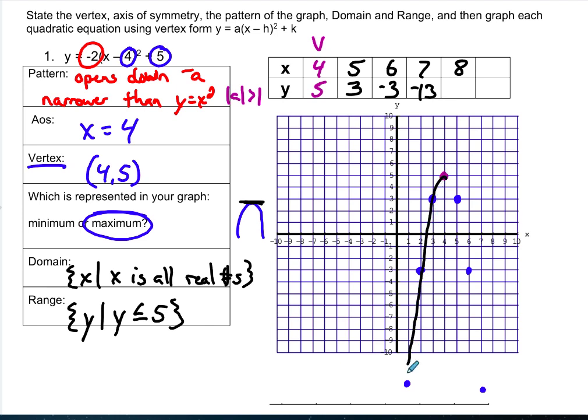So then I just connect my points to draw my graph. And then I always like to draw in my axis of symmetry. So this was my x is equal to 4. But that's all we want to do for each one of these is identify the key characteristics. What's it going to look like? What points is it going to start at? What's its domain and range? And then go ahead and graph the points.